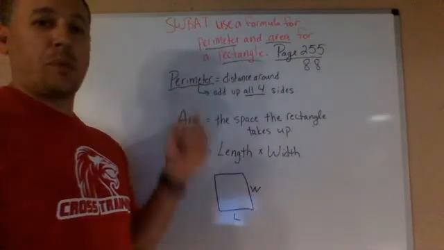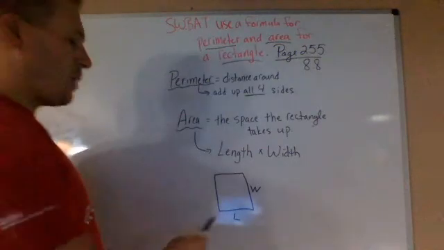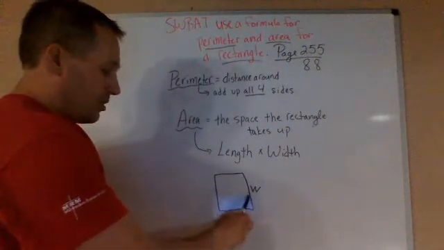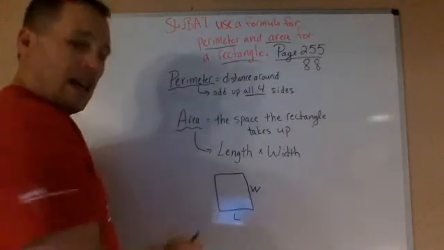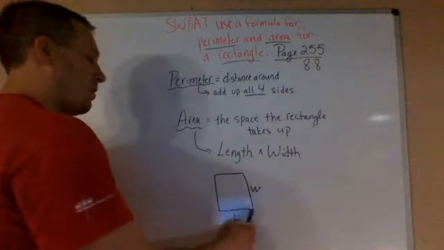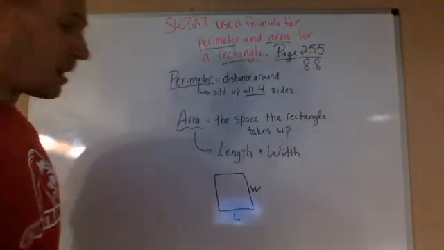Some of you, this might be a review, but perimeter is the distance around, the edge. So if I were to start here and walk this edge, it's basically saying how far would I walk. It's like if you built a fence around a property. So perimeter is how long the distance around an object is, in this case, a rectangle.